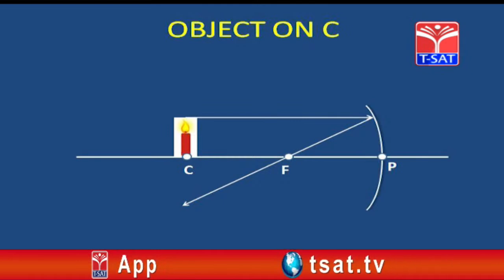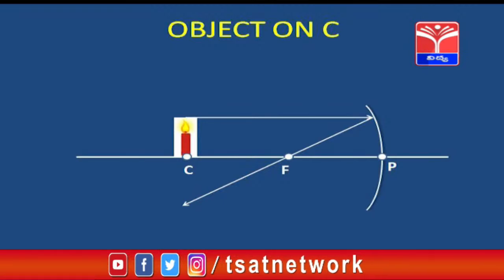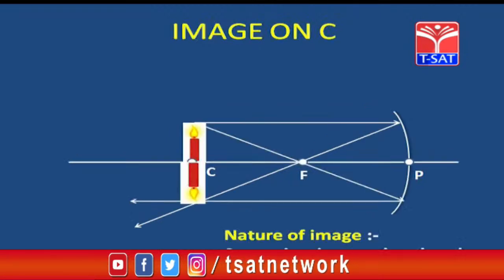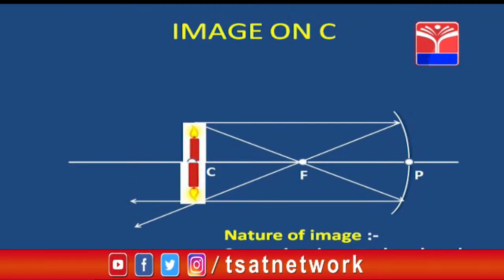A ray parallel to the principal axis, how does it pass? Yes, it passes through the focus of the mirror. Now, a ray passing through the focus of the mirror. Once again, we have taken the same rays, children. A ray passing through the focus of the mirror gets reflected parallel to the principal axis.